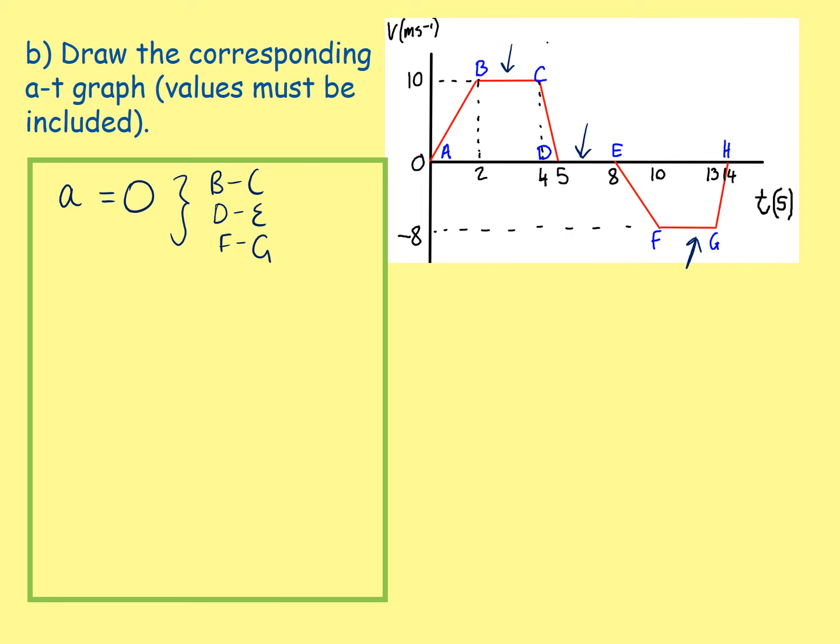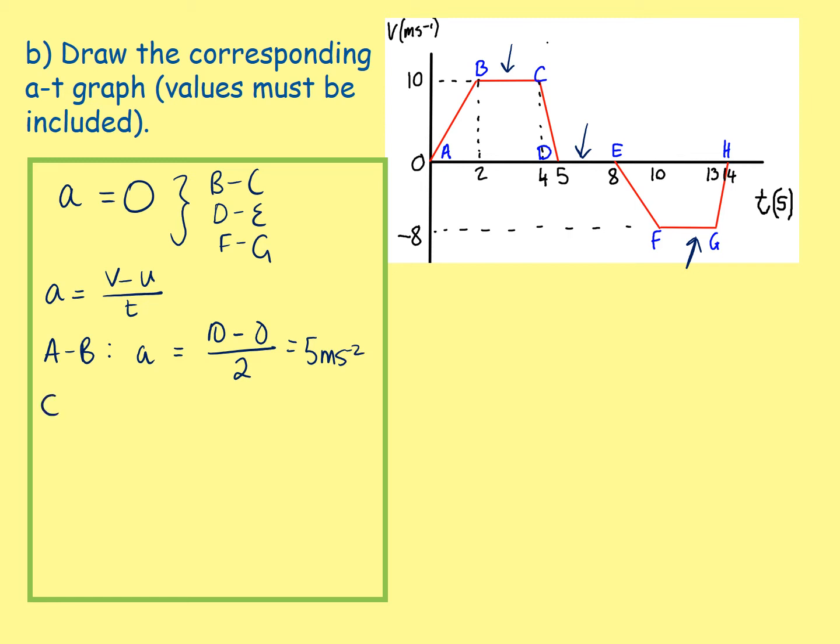For all other accelerations, we're going to need to use our equation A equals V take U over T. You should recognise this, but if you can't remember it off the top of your head, it is in your equation sheet. So let's go from A to B first. Our acceleration is equal to our end velocity, which is 10, minus our start velocity, which is 0, divided by the time taken, which is 2. Therefore, we have acceleration of 5 meters per second squared. From B to C, we know is 0.